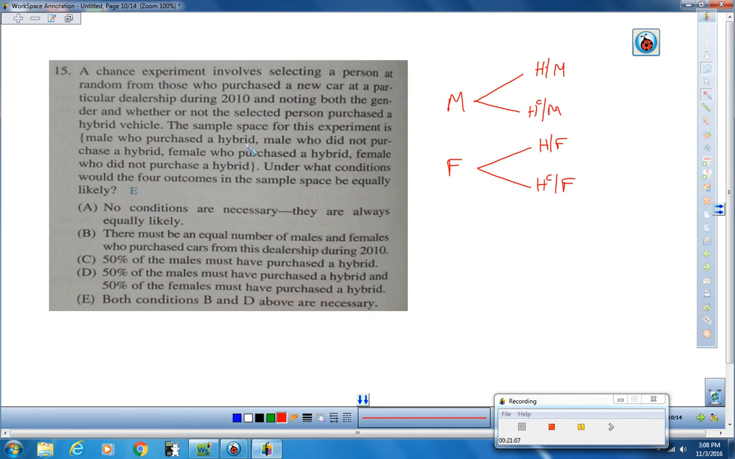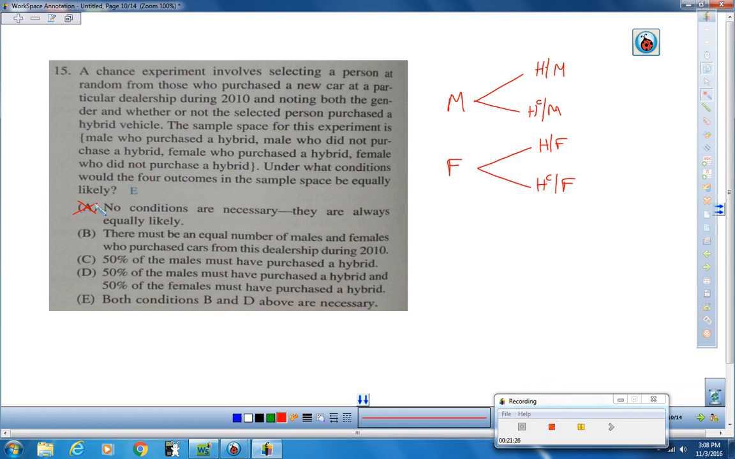Under what conditions would the 4 outcomes in the sample space be equally likely? There are definitely conditions necessary. They're not all equally likely. There must be an equal number of males and females who purchased the car from this dealership during 2010. My sample space of males and my sample space of females would have to be the same in order for this to work out. So that definitely is necessary.